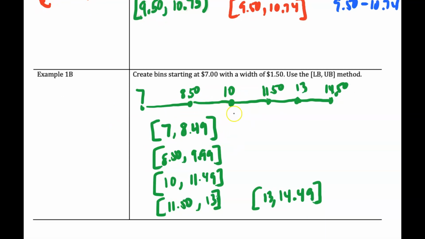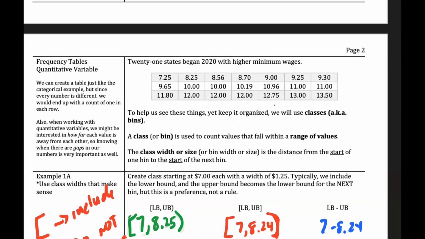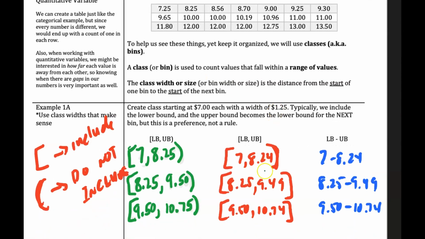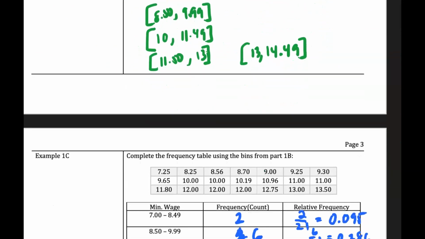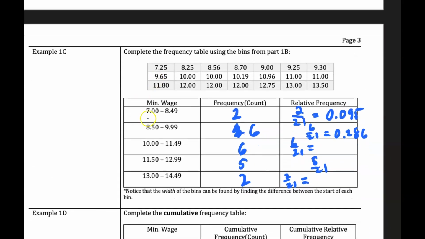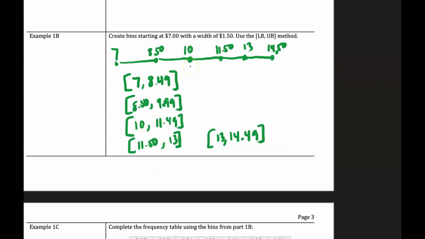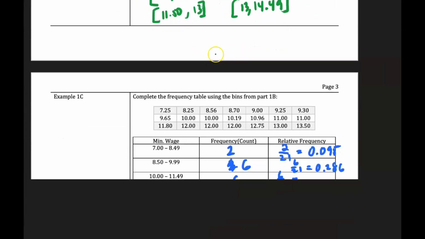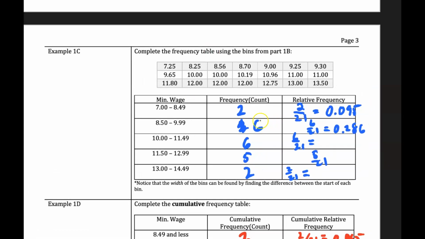But again, it's the representation that's important. You have this number line of values. And what you would do is count how many of these values fall inside of these bins, which then leads us to the creation of a frequency table, something like this here, using the $1.50 example. You would then create a frequency table with that information there.